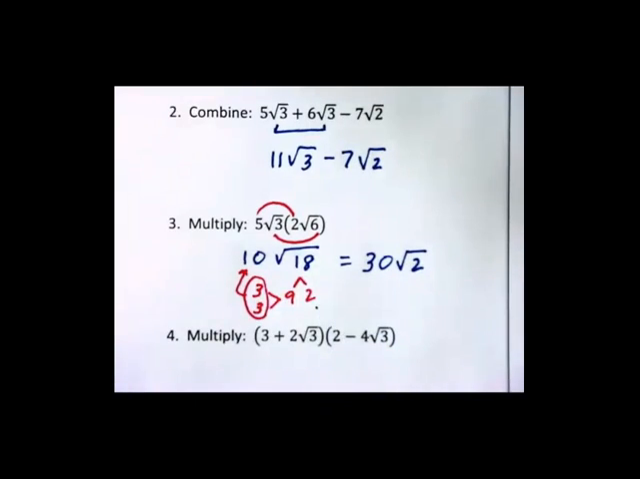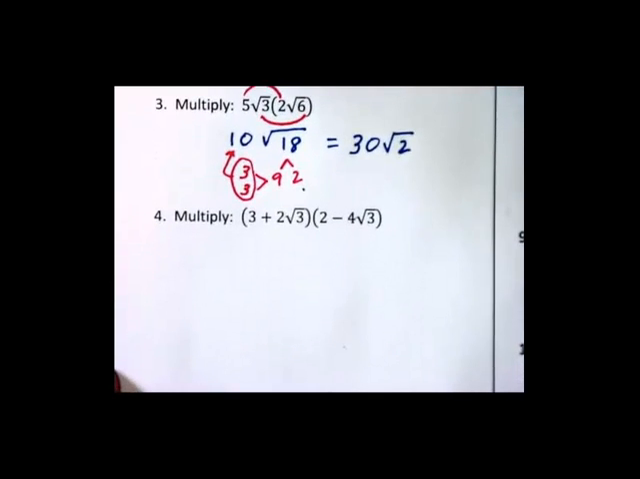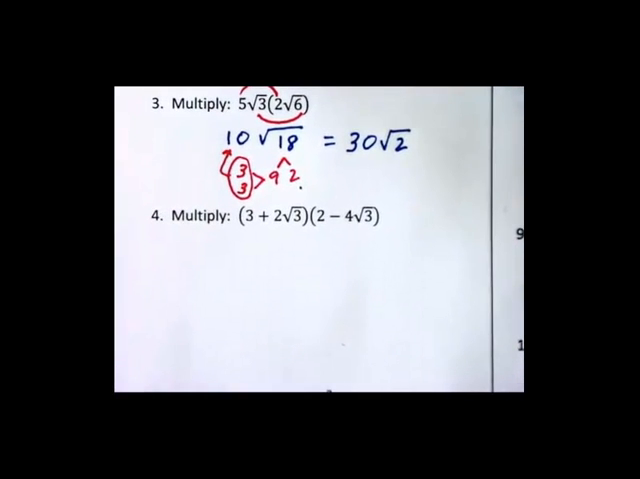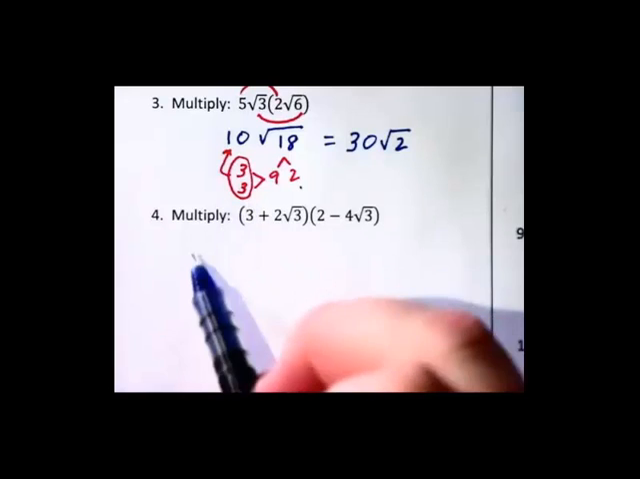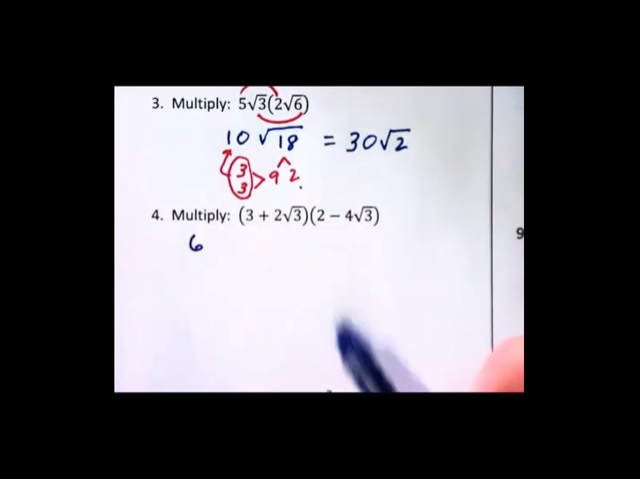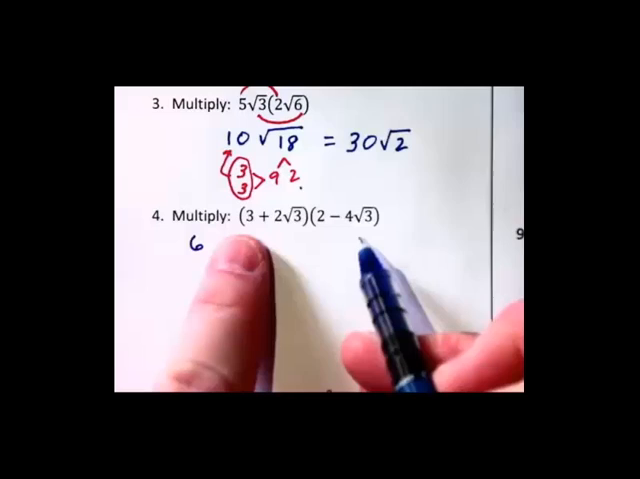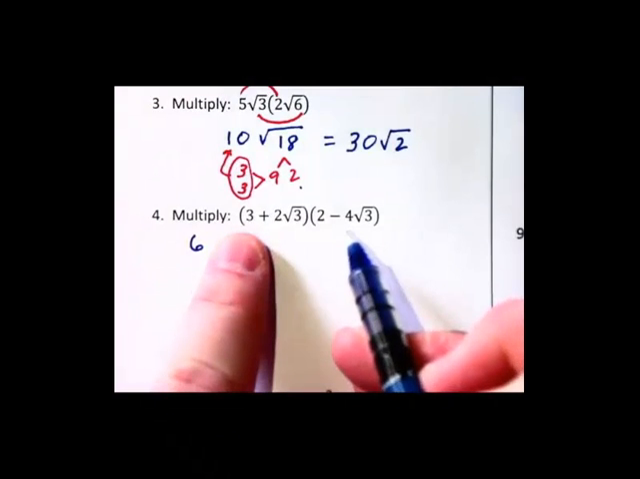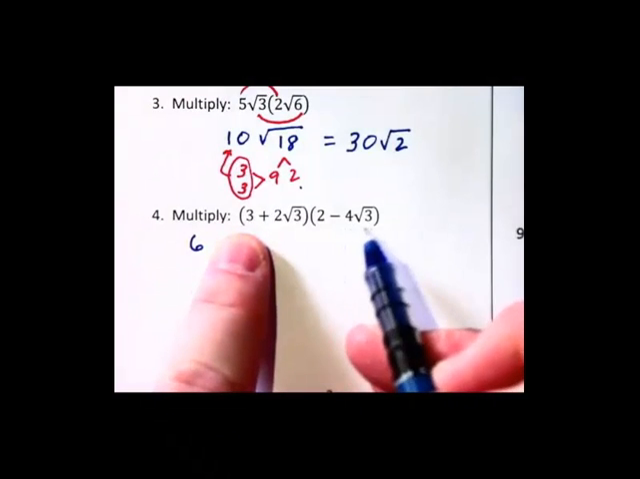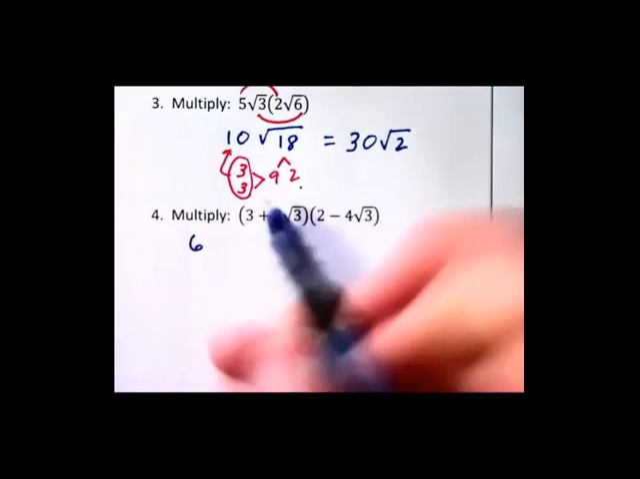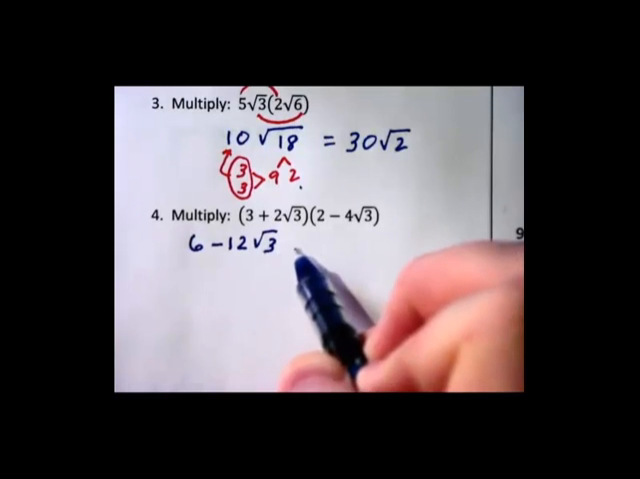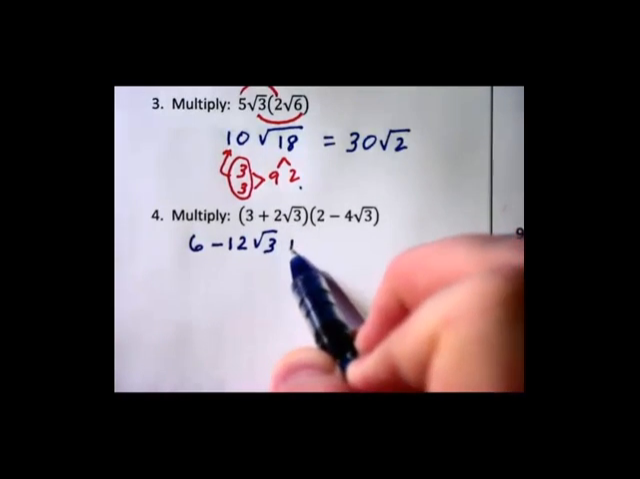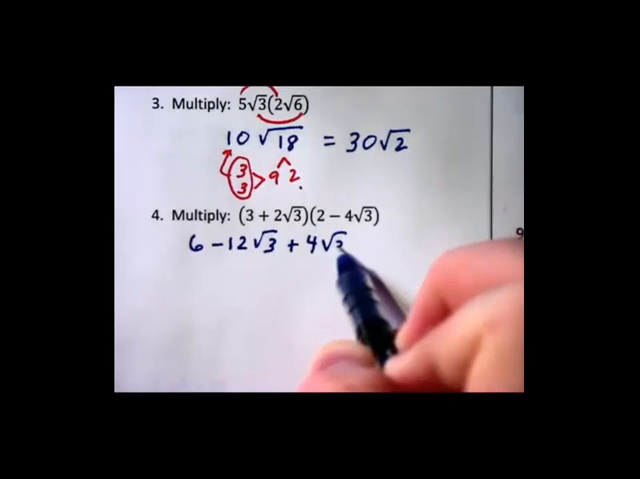This next problem has addition and subtraction within the parentheses, and we recognize it as a FOIL problem. The first term of FOIL has you multiplying the 3 times 2 to create the 6. The outer term, that's the 3 and the minus 4 root 3. The 3 only multiplies with the 4. It cannot multiply with the number inside the radical. So that gives us a minus 12 root 3. Then we have inside 2 root 3 times 2, which gives us 4 root 3.